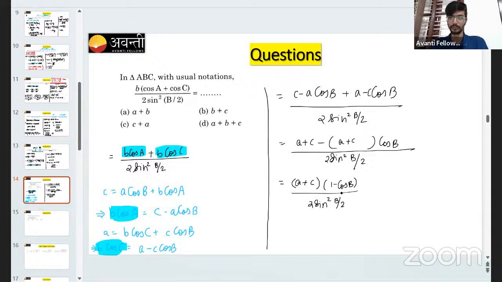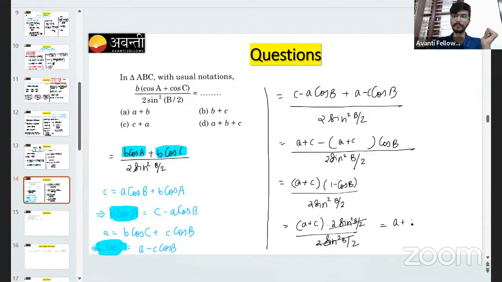We are very close to the answer. 1 minus cos B. We saw in the previous sum itself. What can we write 1 minus cos B as? 2 sine square B by 2 upon 2 sine square B by 2. This will get cancelled and we'll be left with A plus C. So what is the option? A plus C or C plus A, which is option C.